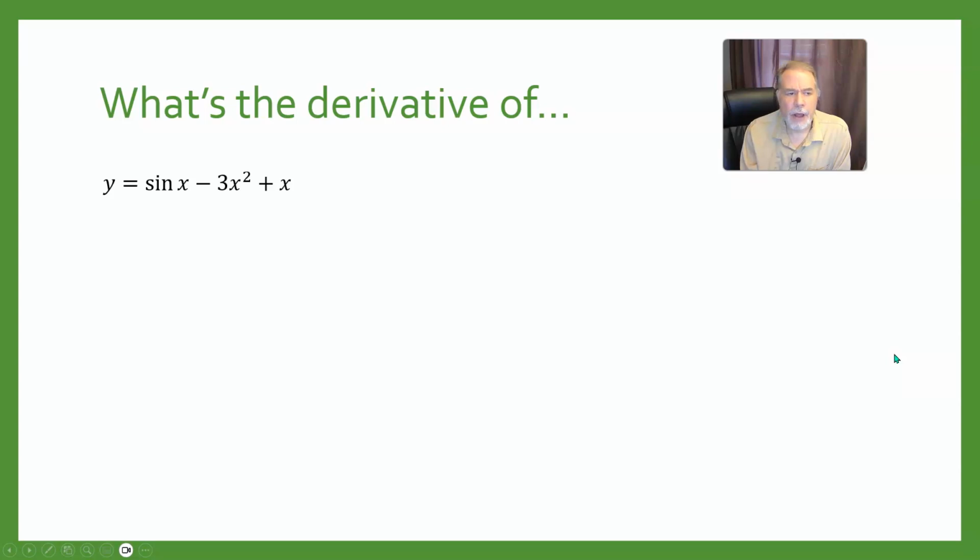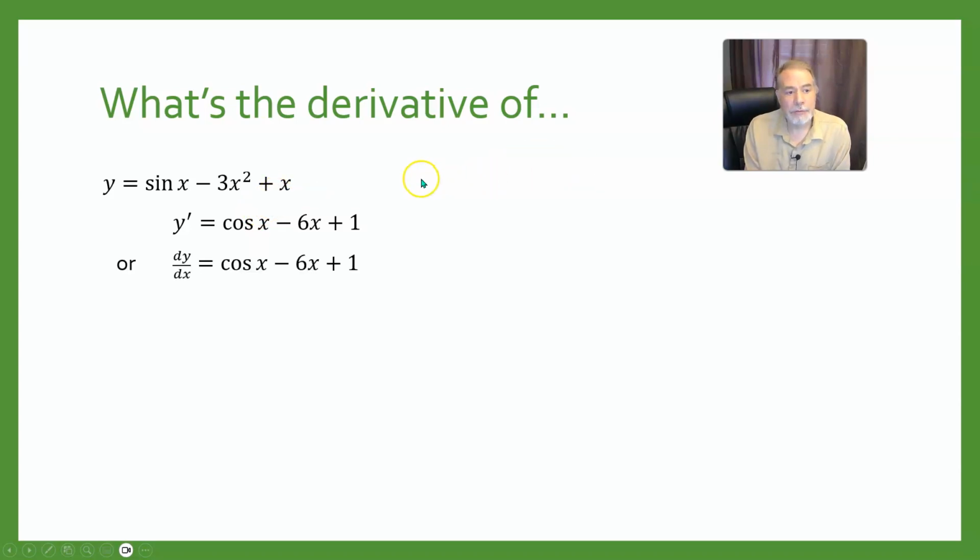What's the derivative of y equals sine x minus 3x squared plus x? In other words, for that function, if that's y, what is y prime? Answer: y prime equals cosine x minus 6x plus 1. You have the derivative of sine x, which is cosine x, minus 3 times the derivative of x to the 2 power, so you get 3 times 2 times x to the first power, there's your 6x, plus the derivative of x by itself is 1.